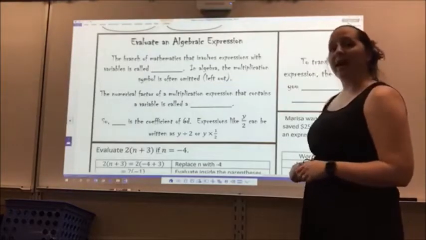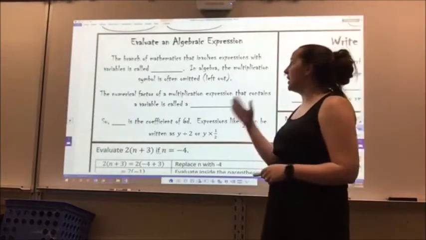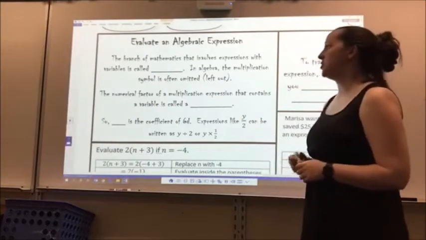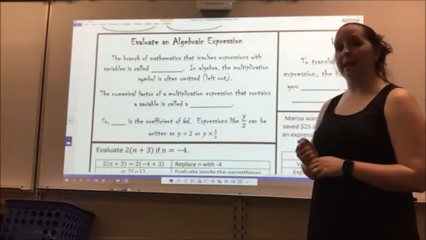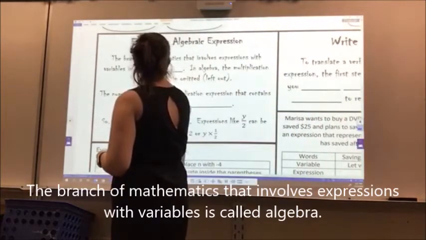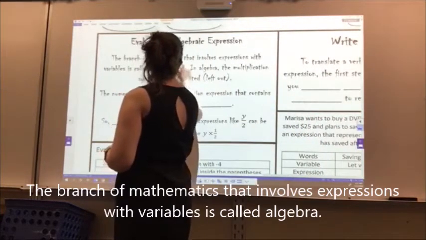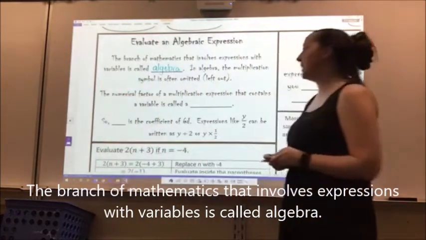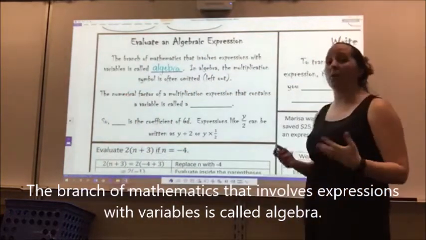The branch of mathematics that involves expressions with variables is called blank. In that blank, you're going to write algebra. In algebra, the multiplication symbol is often omitted or left out.